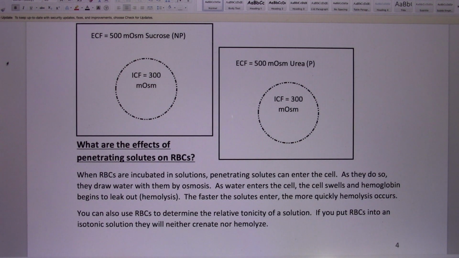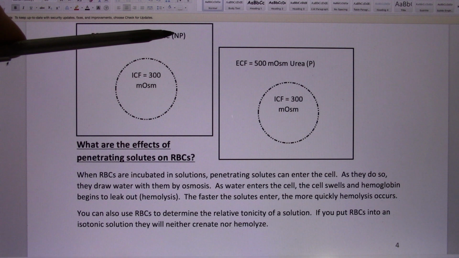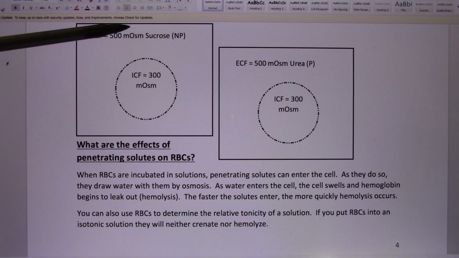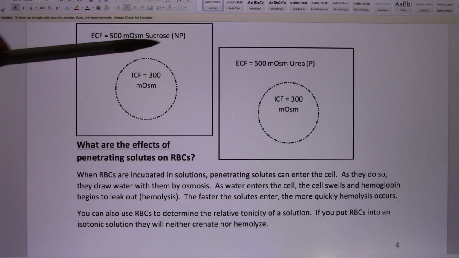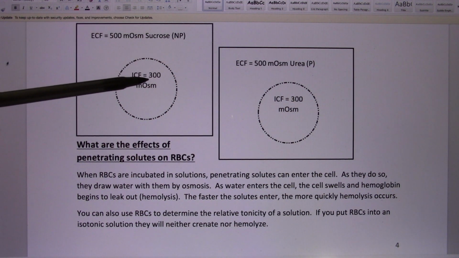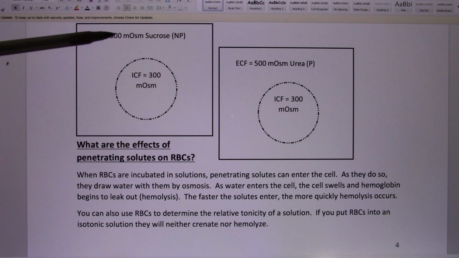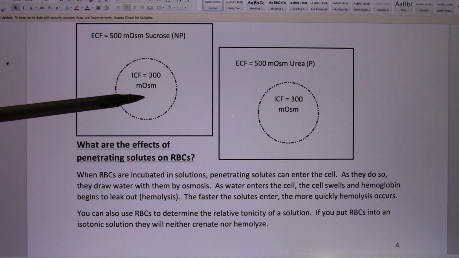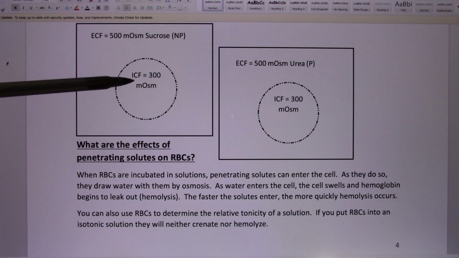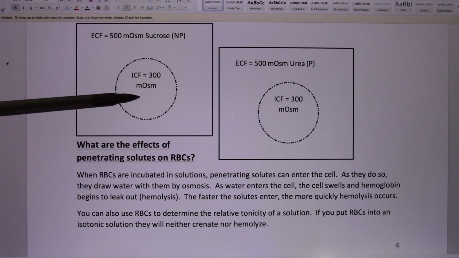So let's look at this one. Outside has 500 milliOsm sucrose. So you put the red blood cell into this solution. Outside is high concentration, and this is a non-penetrating particle. So this particle wants to move in, but it cannot. So the only thing that can change is water. Water is going to move out to dilute the solute. So it turns out the cell is going to shrink, and that's crenate. Crenate is a big word to say the red blood cell shrinks.